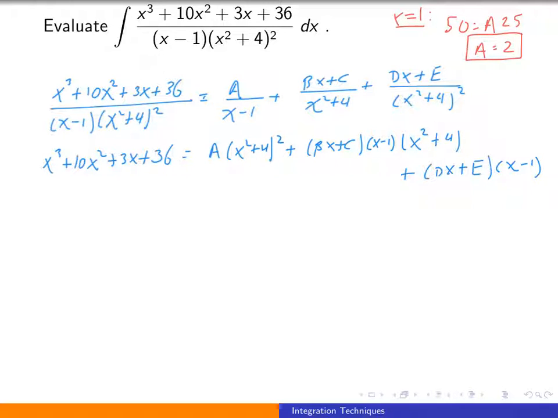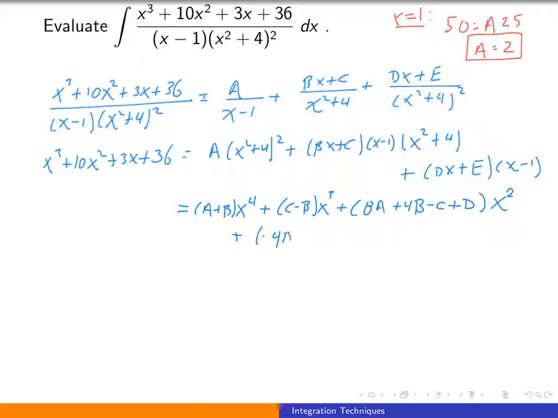And I'm just going to go ahead and skip a few algebra steps, and if you expand this out, you will have A plus B times x to the 4th plus C minus B x cubed plus 8A plus 4B minus C plus D times x squared plus the linear term is minus 4B plus 4C minus D plus E, and the constant term is 16A minus 4C minus E.